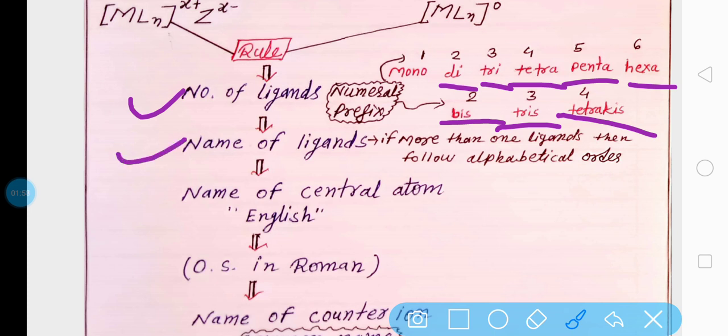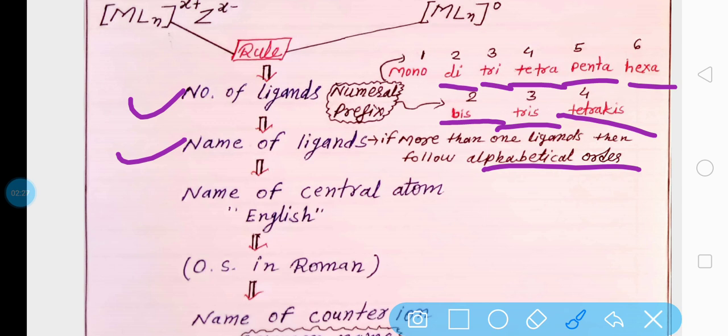The name of ligands you write after the number of ligands. If there is more than one ligand, then you have to follow alphabetical order. Like, chloro is there and amine is there. Then which ligand do you write first? Firstly, you write the amine. Clear? Thereafter you write the chloro, because A comes first, thereafter C.